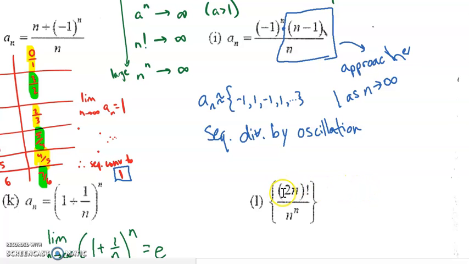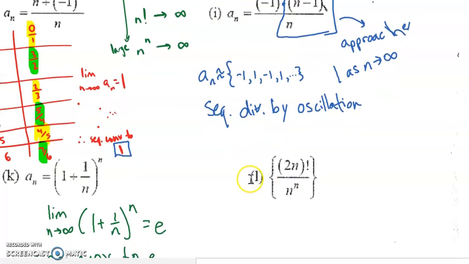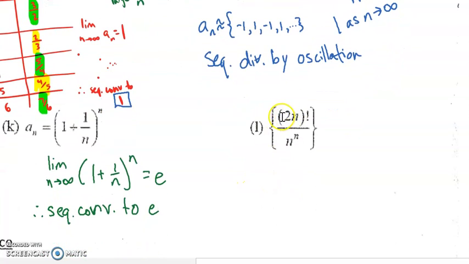But wait, that's if we're comparing apples to apples, right? If we have n factorial on the top and n to the n on the bottom, then yes, this would approach 0. But this is not n on the top. This is 2n on the top. So the question now becomes, does that make the top big enough so that it beats the denominator? So does this go to 0? Does it go to infinity?